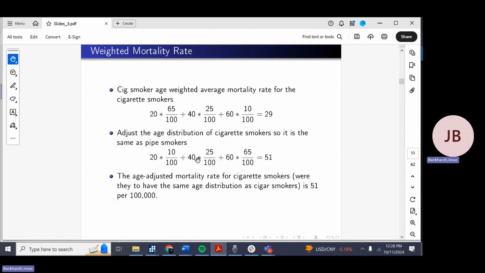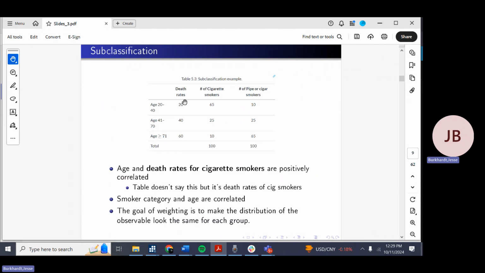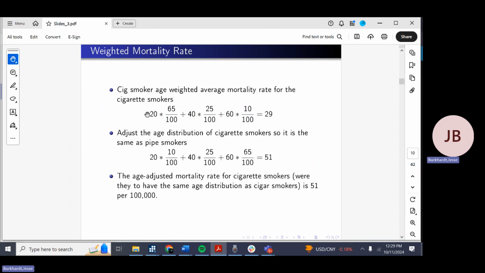Let's do that. Here we have the death rate based on the distribution of cigarette smokers. This is our death rate for the first category of age times the number of people in that first category over the total number of cigarette smokers, plus the death rate in the second age category times the number of people in that age category, plus the death rate in the third category, and so forth. We can go back to our table and look at exactly how this is calculated. So death rate for cigarette smokers times the number of people in that age bracket. Death rate's 20 times the number of people divided by the total. So this is the death rate for cigarette smokers with the age distribution of cigarette smokers.